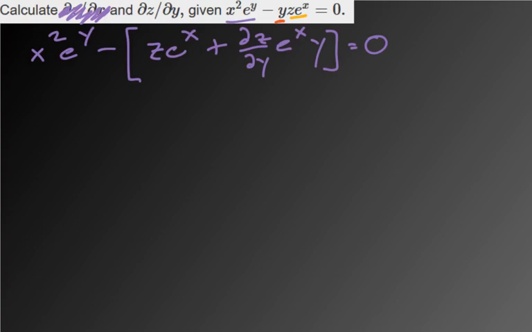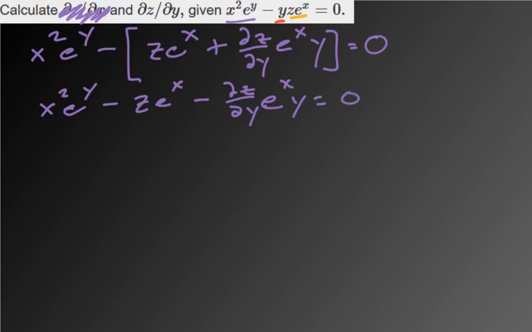So now I can distribute stuff, isolate the partial, and then be done. So we got x squared e to the y minus z e to the x minus partial z with respect to y e to the xy. I'll probably just move the partial over to the right.